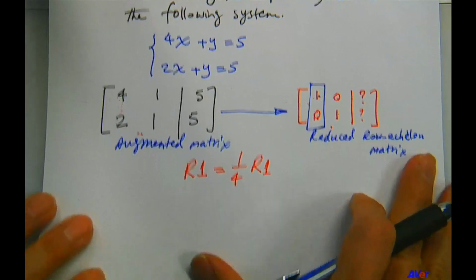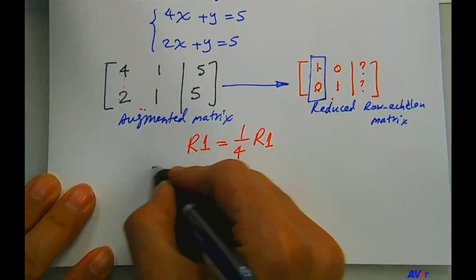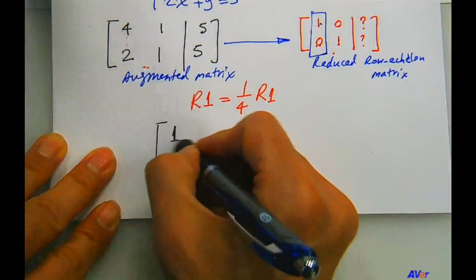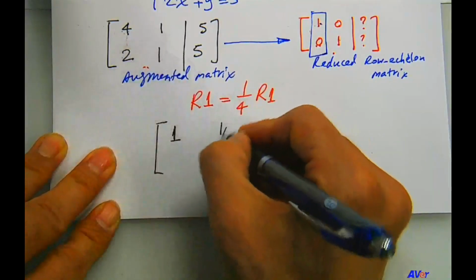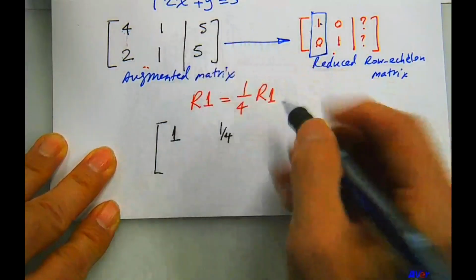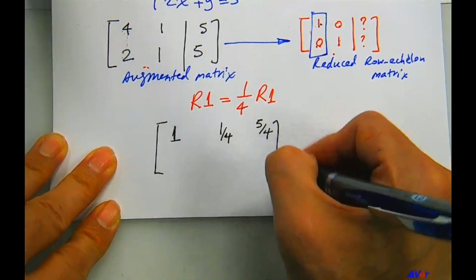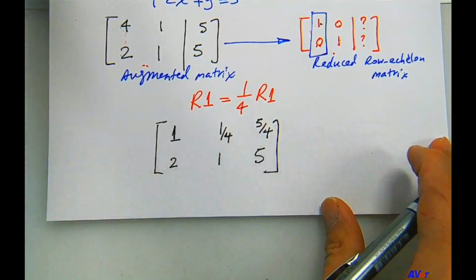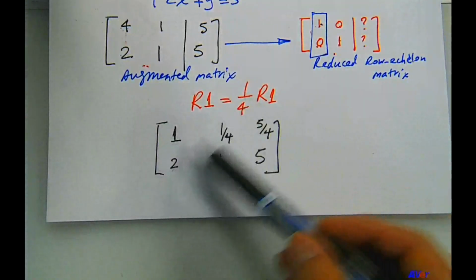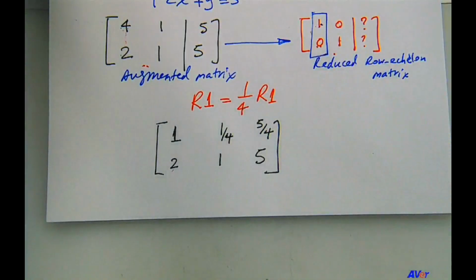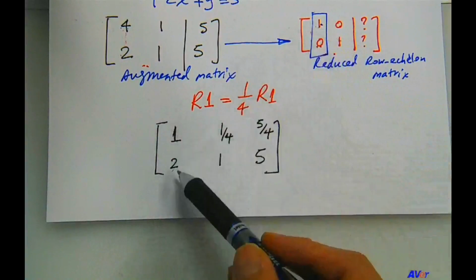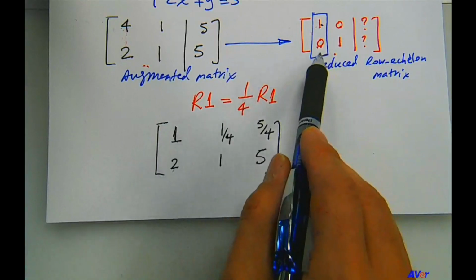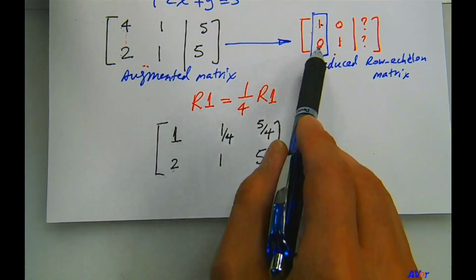Okay, let's carry out this row operation. 1/4 times 4 is 1. 1/4 times 1 is 1 over 4. 1/4 times 5 is 5 over 4. And the second row stays the same: 2, 1, 5. Okay, so compare this with the reduced row echelon form. We got the 1. Now we can't go to the second column, we're not done with the first column. Look at it. We still have to convert the 2 to 0.